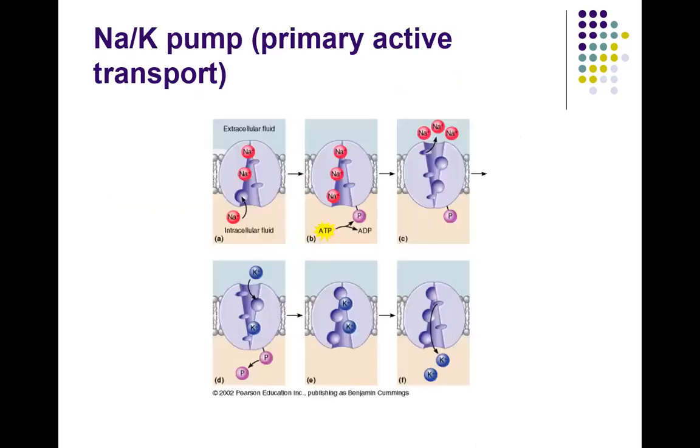So this is from a different picture of the same process. I kind of like this one because the shapes of the active sites actually look a little different, which makes it a little bit easier to understand affinity. So a lot of times when you look at this, you think, oh, there's potassium inside the cell, there's sodium inside the cell.